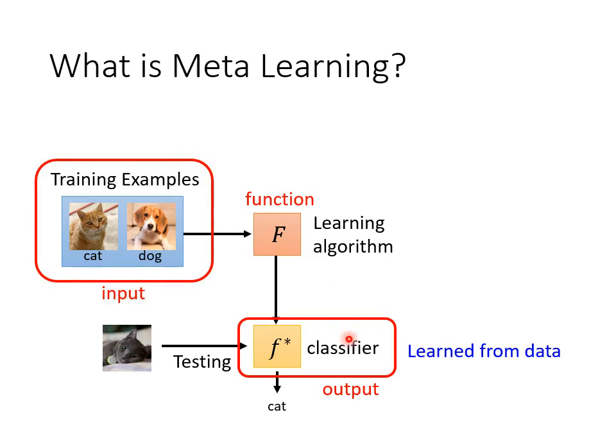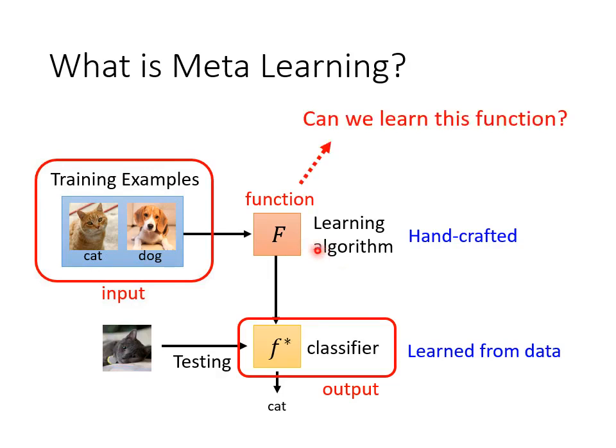However, the learning algorithm itself, although it is a function, is handcrafted. It is not learned from the data. Some smart people design the learning algorithm, so we can use the learning algorithm to find the classifier. If the learning algorithm is a function, can we automatically learn this function from some training data? This is what meta-learning wants to do.